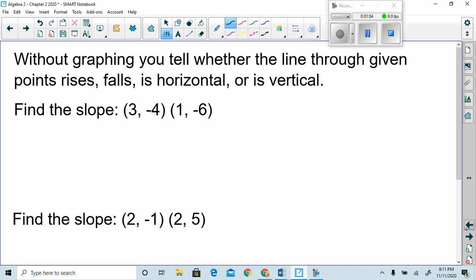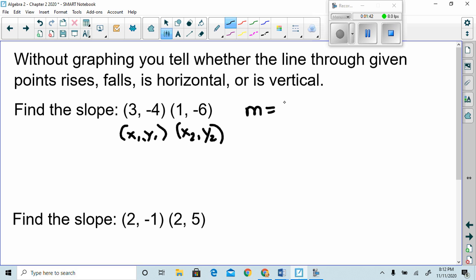We can know something about the slope of the line or the presentation of the line by just finding the slope. Without even graphing, we'll know whether it rises, falls, is horizontal or vertical based on the value of m. So let's find the slope. And we recall m is equal to, and again, in the beginning, you may want to label your points. The first coordinates are your x1, y1. The second are your x2, y2. I then plug them into the formula.